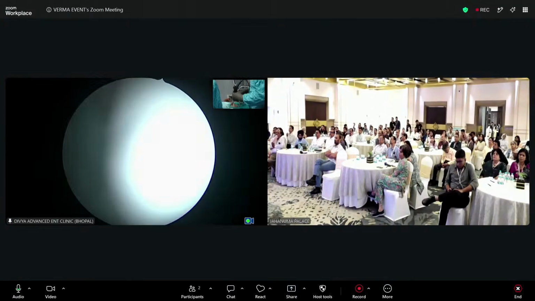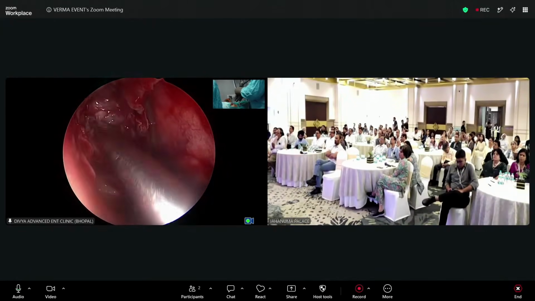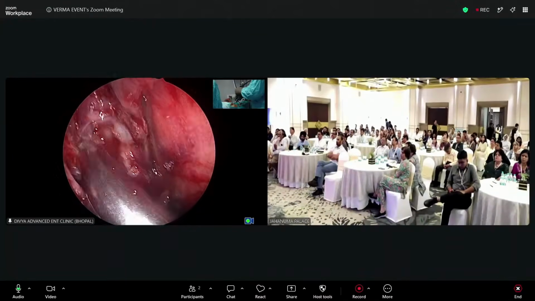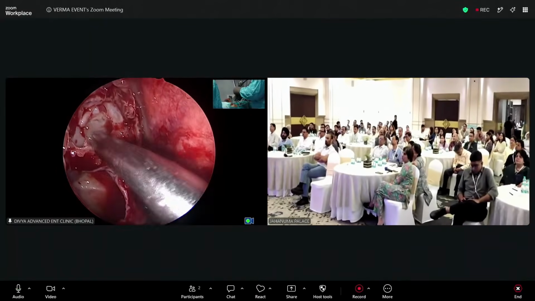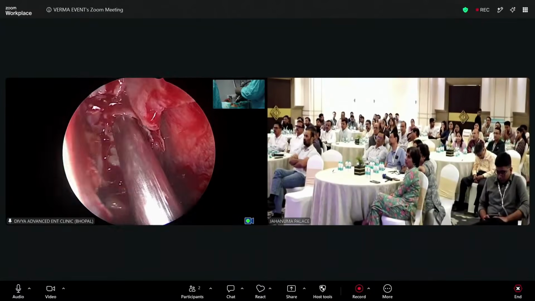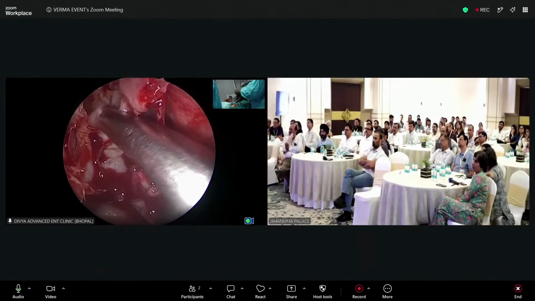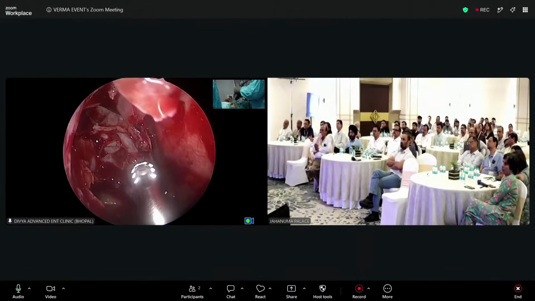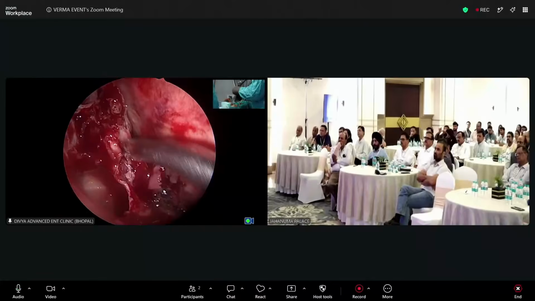So this dissection I will go fast because this is not the sinus surgery, but yes, we need this. I will show you later the need of doing this. Is it 0 degree scope or 70 degree scope? Still 0 degree only. So quickly I am just exposing all ethmoids.